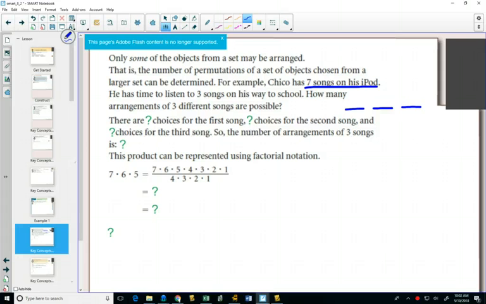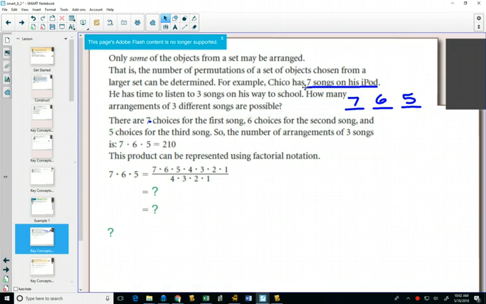How many choices does he have for his first song? 7. And then 6 because he's used up 1, and then 5. So in this case, it's just 7 times 6 times 5, and you'd find out your answer. Okay? Now, this 7 times 6 times 5, 210 ways.